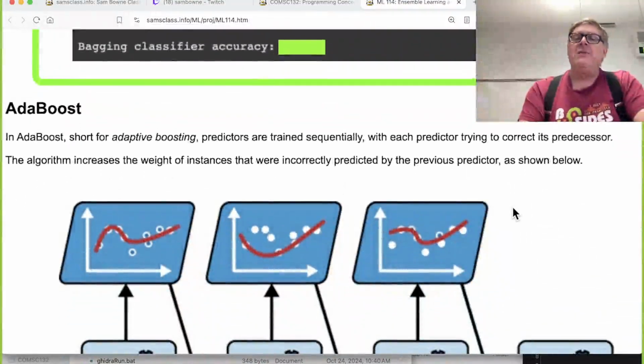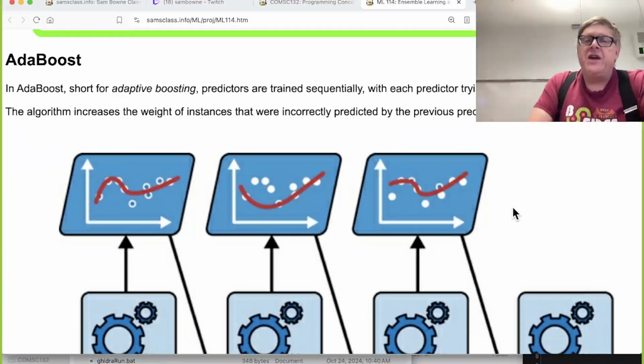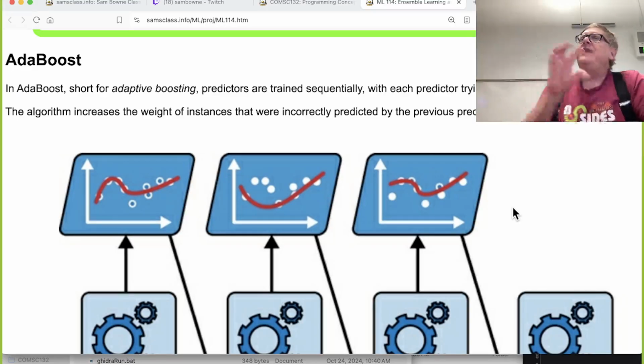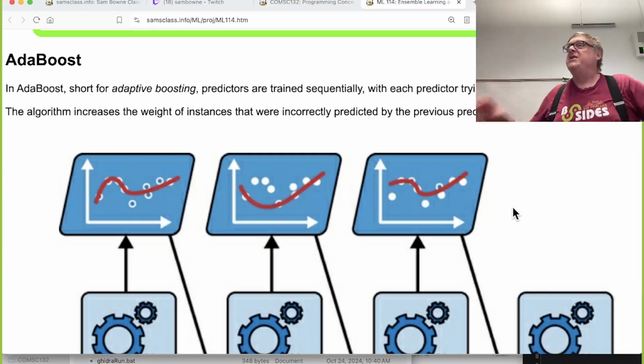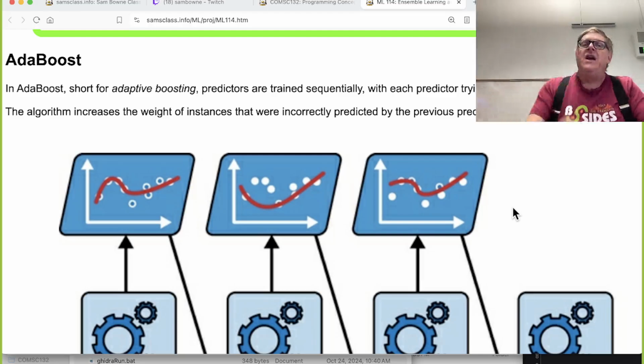And then we can talk about other things. AdaBoost is adaptive boosting, and this is where predictors are trained sequentially. Instead of just having 100 random trees, you have a predictor that does some approximation to the data, and then you make another predictor to correct the errors of the first one.